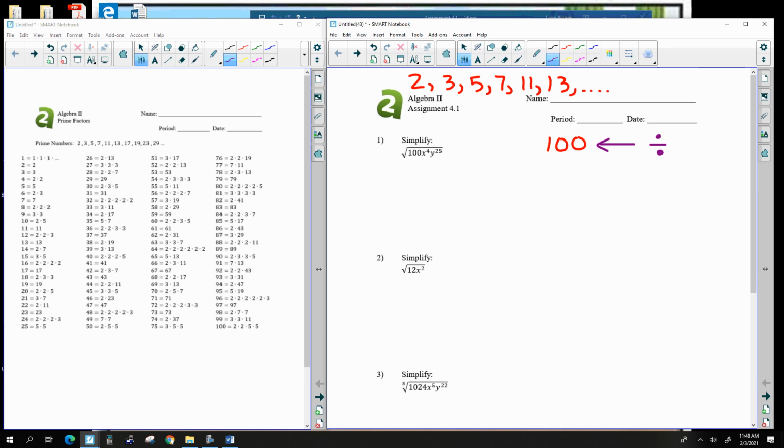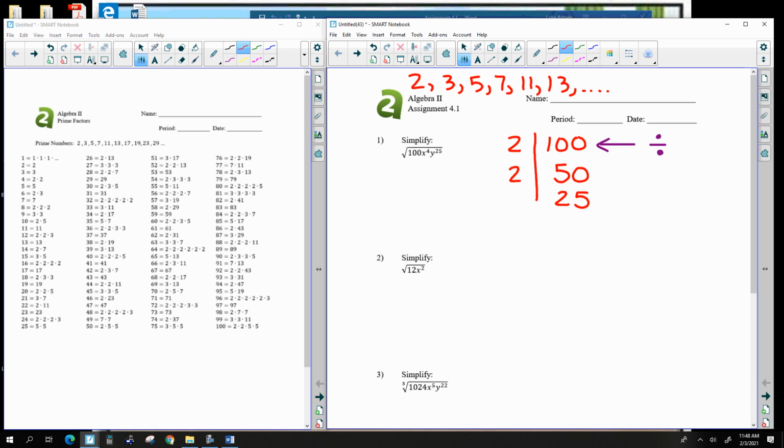So I can divide 100 by the number 2, and that turns it into the number 50. So I kind of write this 2 alongside. So I can take 100 divided by 2, 50. I can divide that by 2, and I can get the number 25. Now, I cannot divide the number 25 by 2, so I'm done with the number 2.